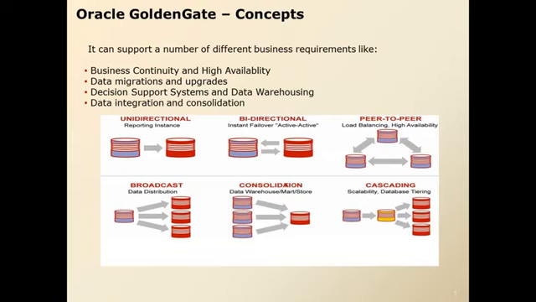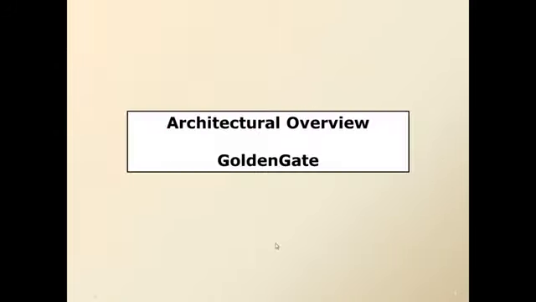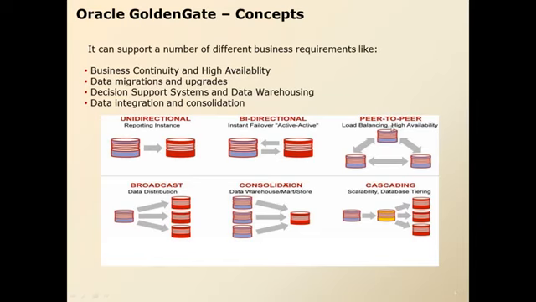Then you could use Goldengate for bidirectional replication. That is, your application can be connected to either side and replication will happen to the other side. Then you could use Goldengate for load balancing and high availability. That is, you have three servers, A, B and C, and data is replicating from A to B, B to A, B to C, C to B, A to C, C to A.